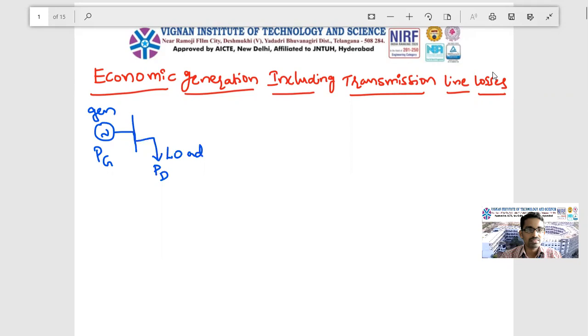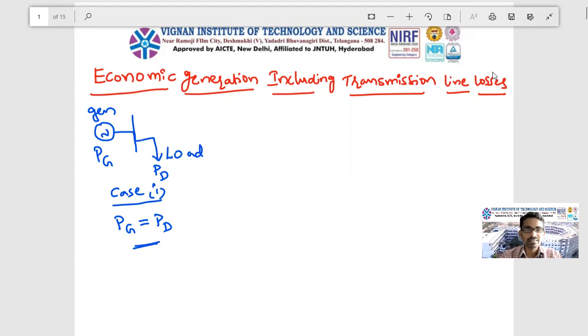Let us consider this as case 1. In case 1 there are no transmission losses, which means you have to match the power demand with the power generation. So our aim is to match the power generation with the power demand. If you are having only one generator, then the power generated is equal to the power demand. So that is case 1.